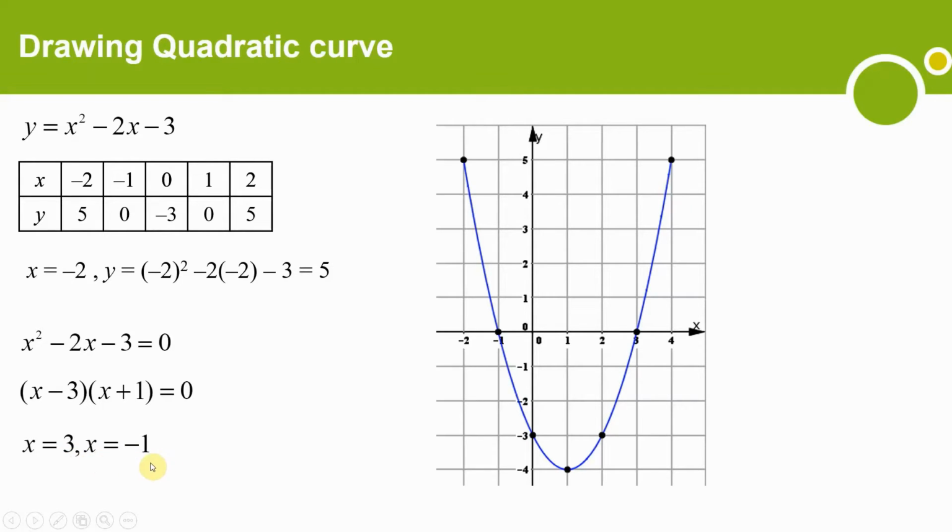So what does this mean? As we look at this graph, when y equals 0, these are the x-intercepts. So these 2 points are very important. This is just something to help you relate all that you have learned from quadratic equations.